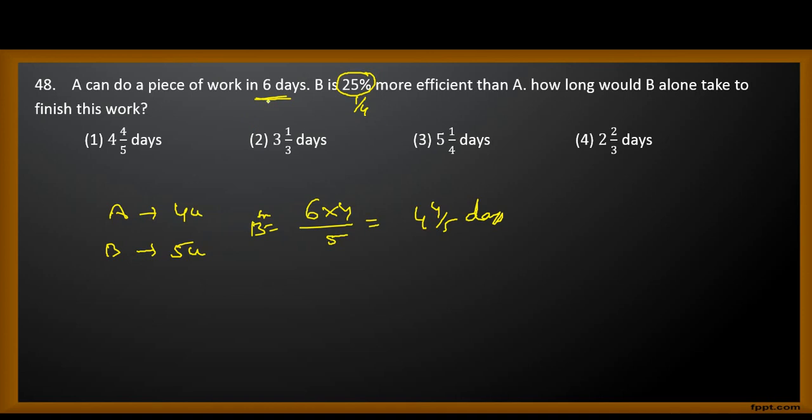Total work: A can complete the work in 6 days. So 6 into 4, 24. Okay, this is the total work. If B alone works, what is the time taken? Total work by work done per day. So 24 by 5, which is equal to 4 4/5 days.